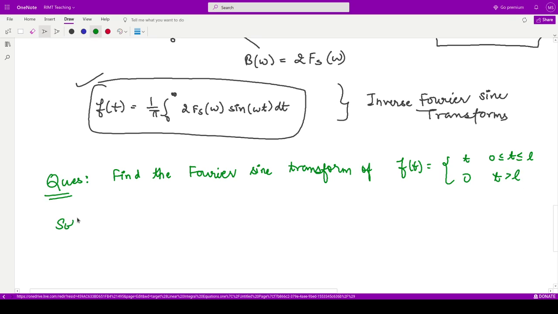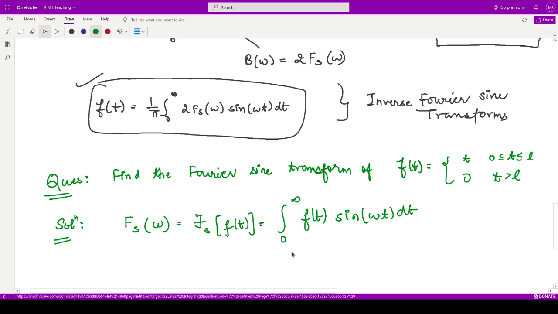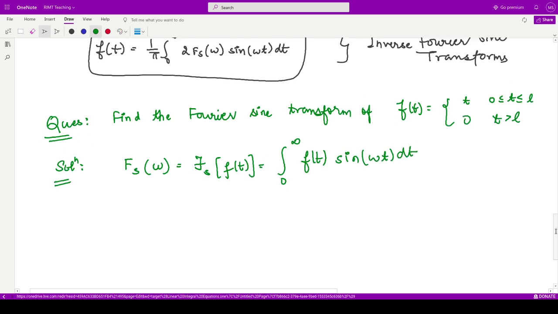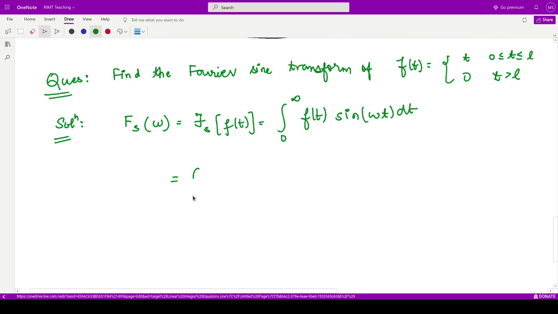So the solution here is, for calculating the Fourier sine transform, we will apply the formula. That means we will apply the Fourier sine transform on the given function. So according to this formula, we have integration from 0 to infinity of the function f of t sine omega t dt. So again we will break this interval from 0 to L. From 0 to L, the function's value is t, so we have t sine omega t dt, and from L to infinity, your function's value is 0, so you have 0 into sine omega t dt.